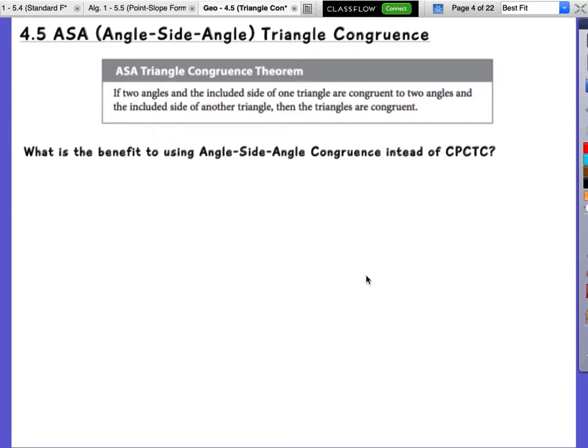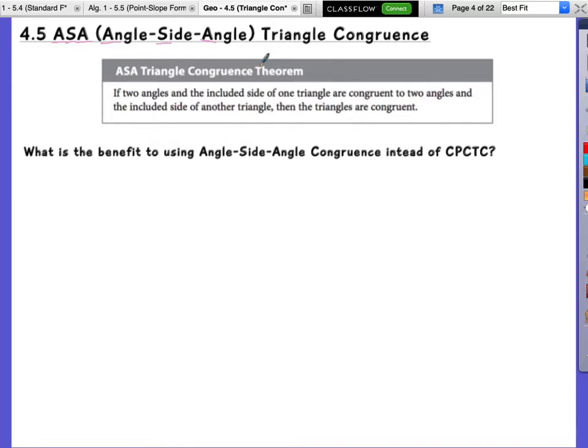So it starts off kind of in the middle of the page here, okay, middle of the page. And it says ASA, and it says in parentheses what? Angle, side, angle. So what do we think ASA stands for? Angle, side, angle. We kind of see that the first letter of each of these: you have the A, angle, S, side, A, angle again. So we have ASA triangle congruence.